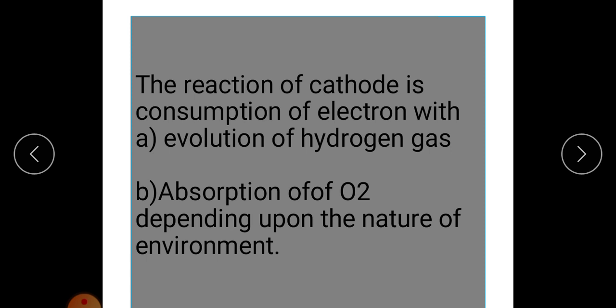In this galvanic cell corrosion, two dissimilar metals are electrically connected and dipped in the electrolyte solution, and then a galvanic cell is formed.